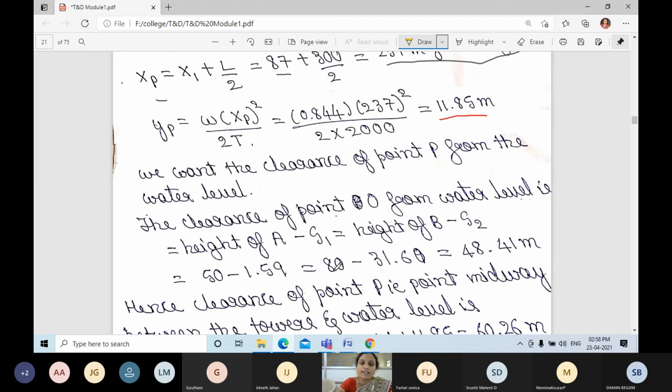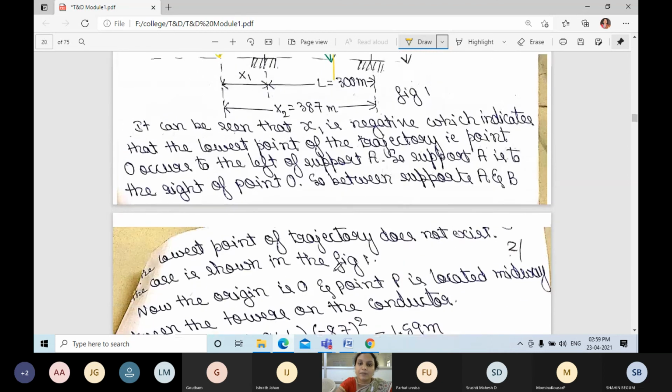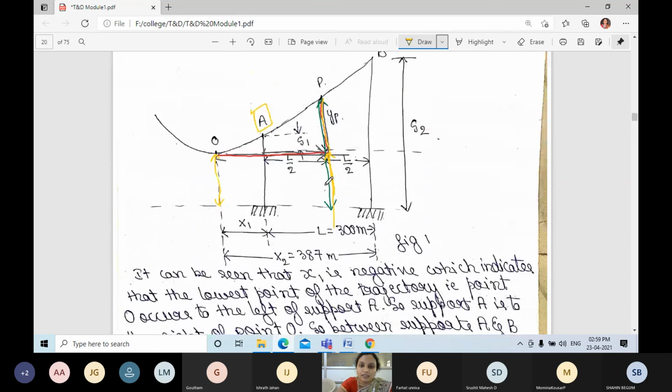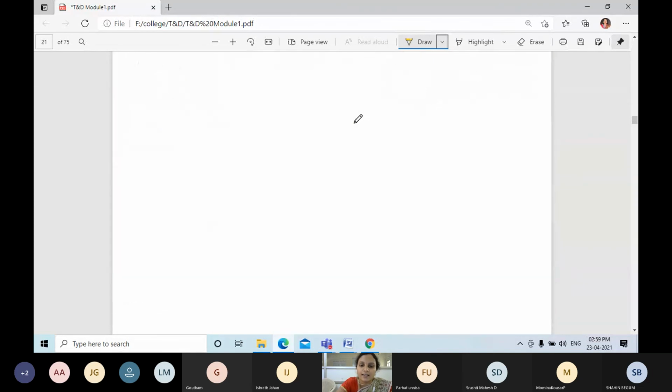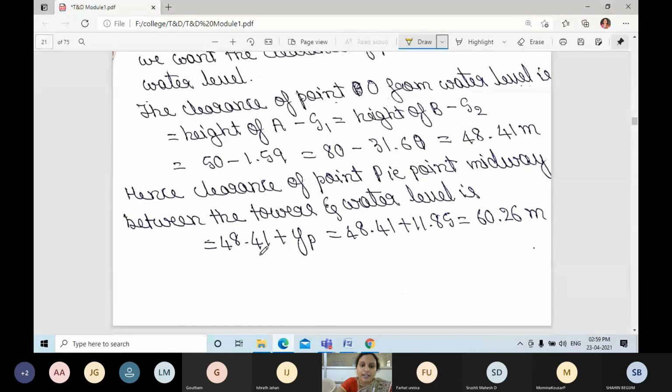But what they are asking is the clearance of point P from the water level. What I have shown with the green line, from P to water level. For this distance, what we got from here to here is 48.41. Next, if you add yp, you will get the answer. 48.41 plus yp, so you will get 60.26 meter.